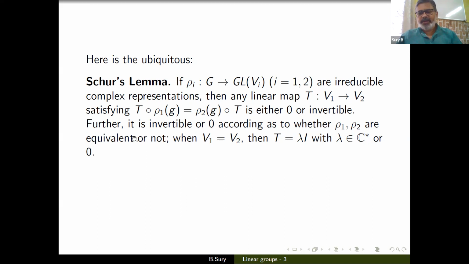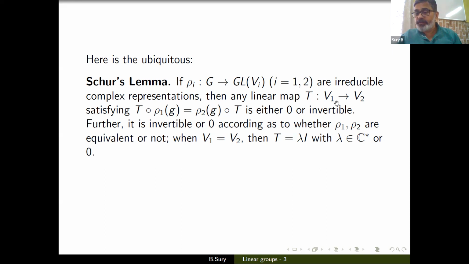Okay. And in fact, it is invertible or zero according as whether rho 1 and rho 2 are equivalent representations or not. Suppose you have two equivalent representations, that means V1 and V2 are isomorphic, and there is an isomorphism respecting the G action. So often you choose V1 equal to V2 to simplify matters. In other words, you have an irreducible representation on a vector space V, which is a common name for V1 and V2.